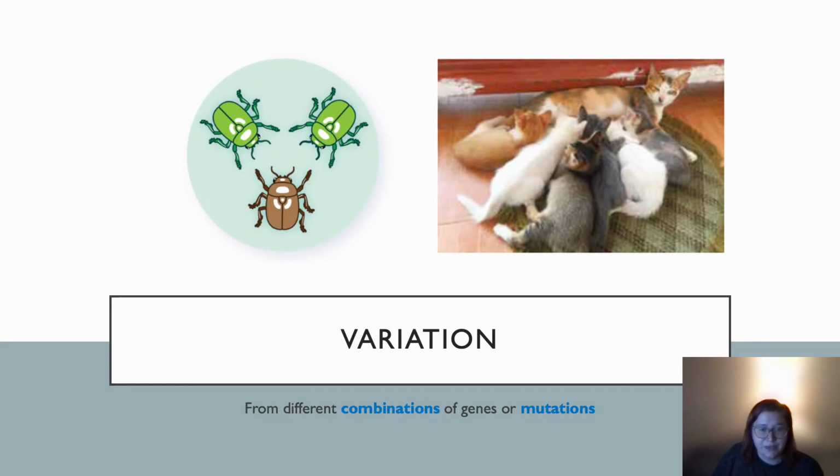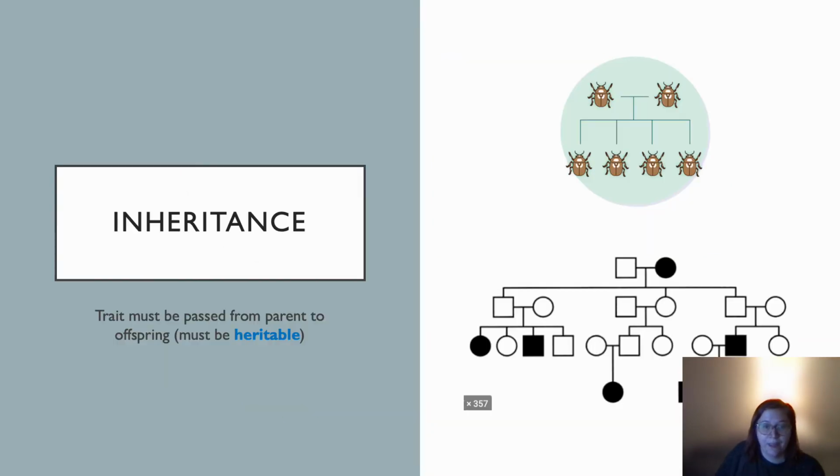So the first one, variation, comes from either different combinations of genes or from mutations. So for example, in this beetle population, your variation is in their color. So you've got this brown one was a mutation. These kittens all have the same mother, but they have different coat colors because they inherited different combinations of genes from their parents. So that's the first one, variation.